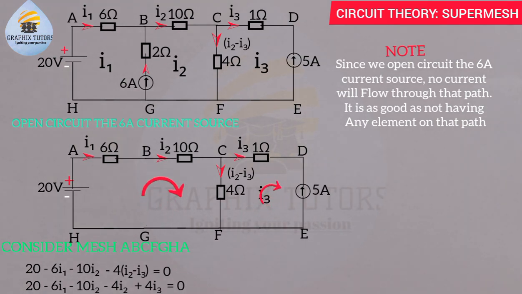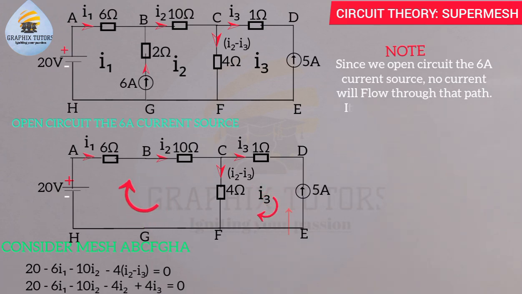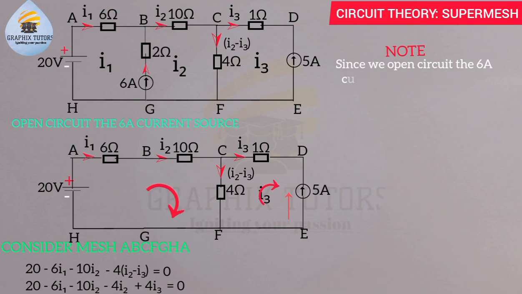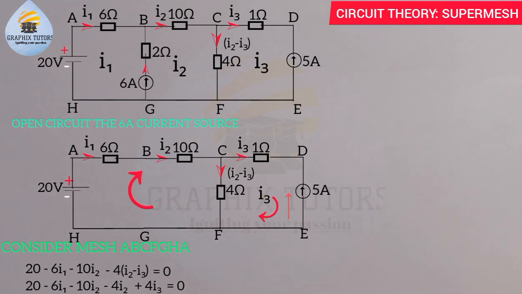But we'll take my I3 to be negative 5, because you see the current source here. So the current flowing at this part here is I3 flowing here. So the I3 here is the current source here, which is 5. But since we are going in an opposite direction, look at the arrow of the current facing up, we are going clockwise, while the current is coming anti-clockwise. So that's why we're having negative 5 here.